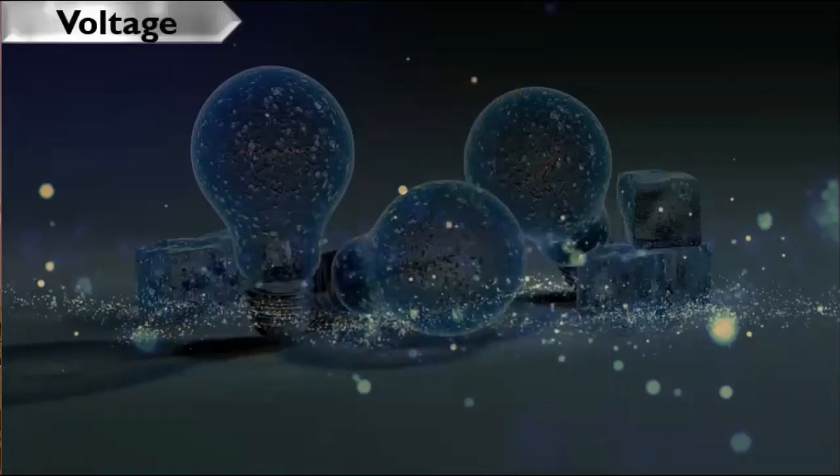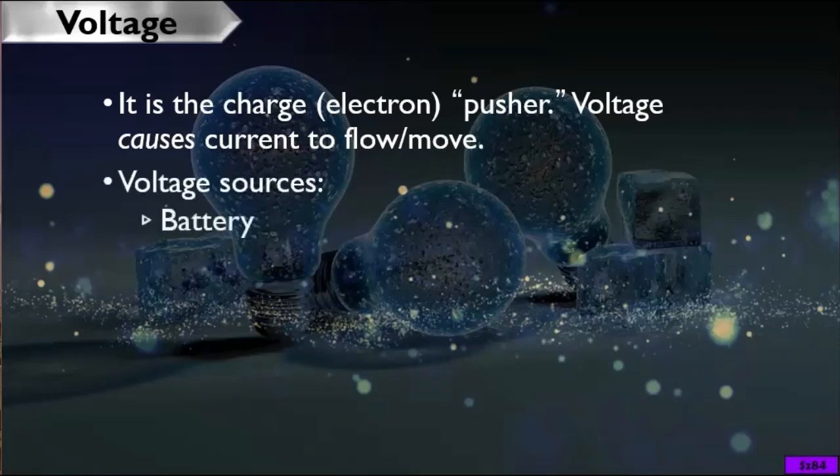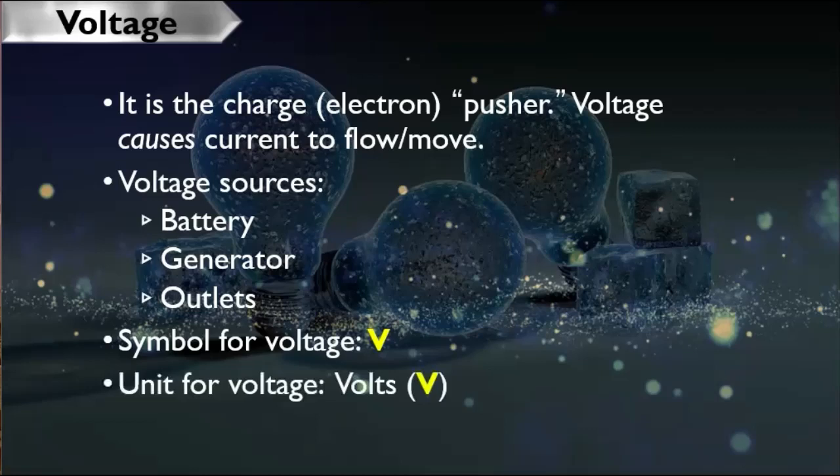Now let's expand our knowledge about voltage. It is the charged electron or the pusher. Voltage causes current to flow or move. Voltage sources, we have battery, generator, outlets. Symbol for voltage is capital letter V or sometimes capital letter E. And the SI unit for voltage is volts, and the symbol is capital letter V.